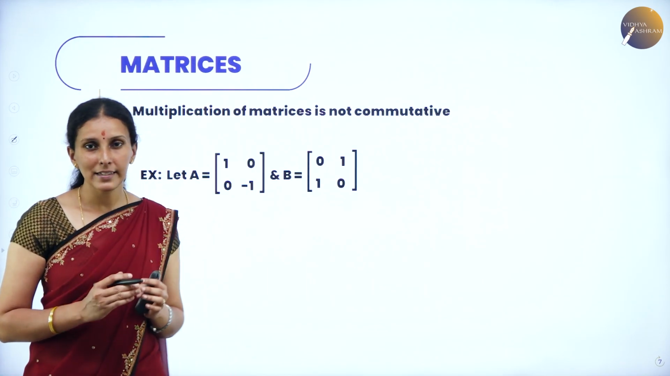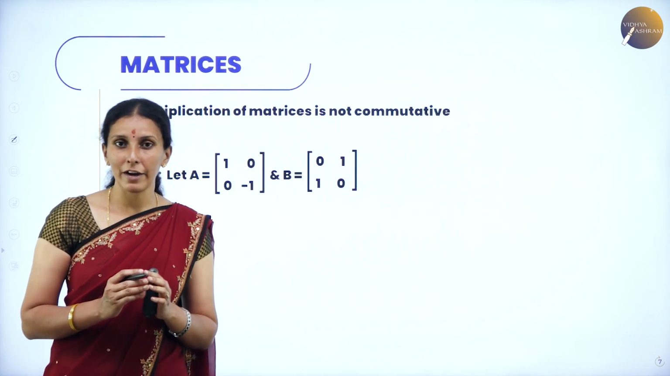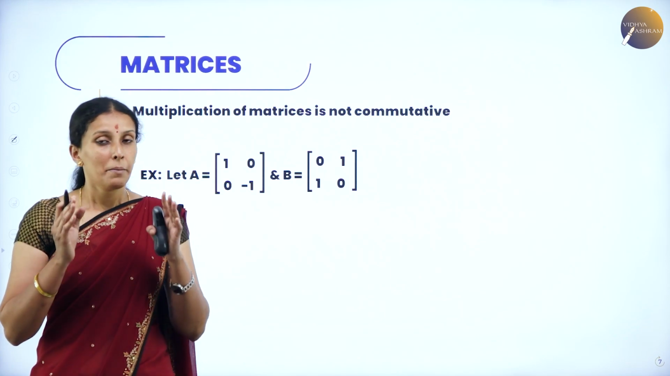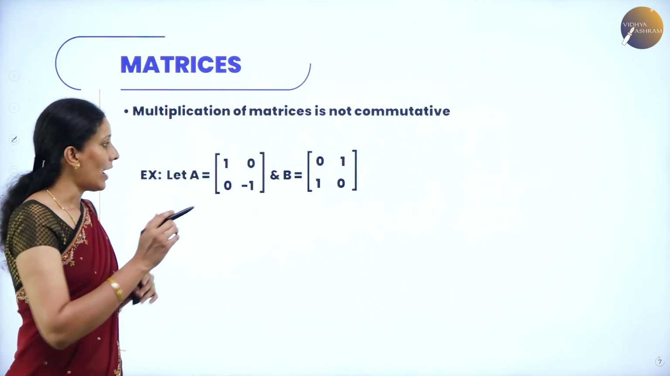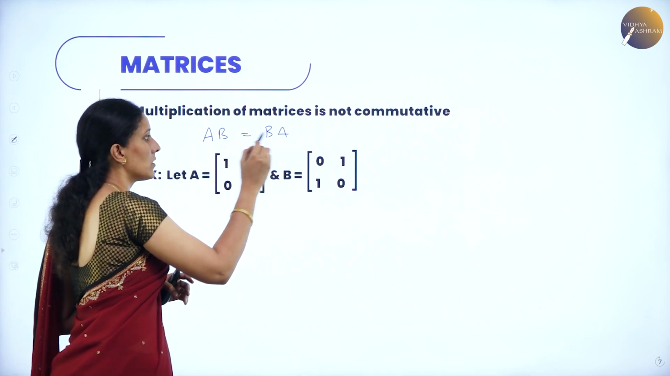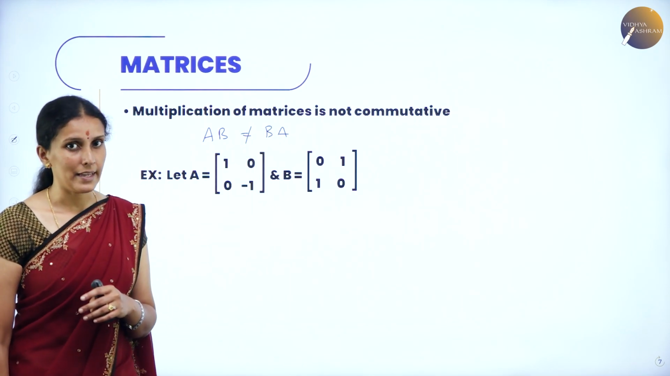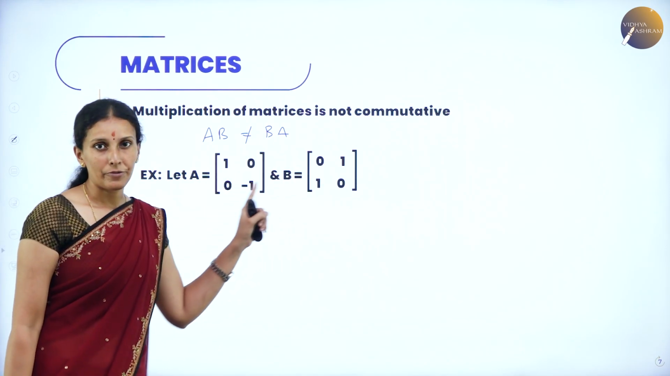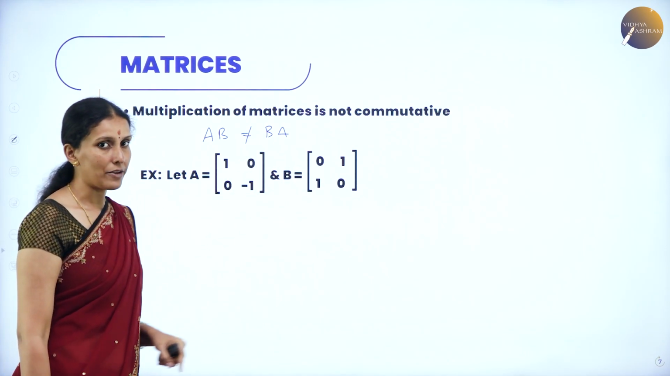Next point, multiplication of matrices is not commutative. I already said AB can be defined for a square matrix and BA can also be defined for a square matrix. But it is not necessary that the product AB is equal to BA. So this is not possible for all cases. Here I have taken an example of 2 cross 2 matrices, matrix A and matrix B.